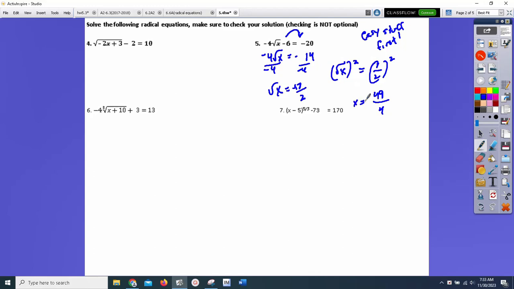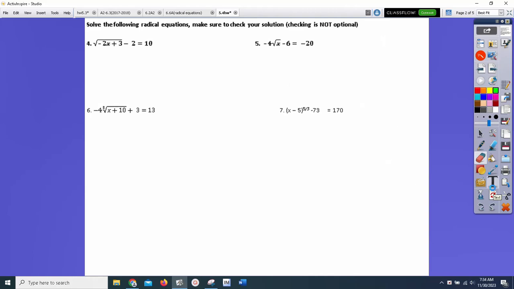Does this actually work or not? I don't know. Let's see. Negative 4 times the square root of 49/4 minus 6 is negative 20. So the root of 49 is 7. The root of 4 is 2. Negative 4 times 7/2 minus 6 is supposed to be negative 20. And this is true because negative 4 times 7 is negative 28 over 2 is negative 14. That is true. So it works out.